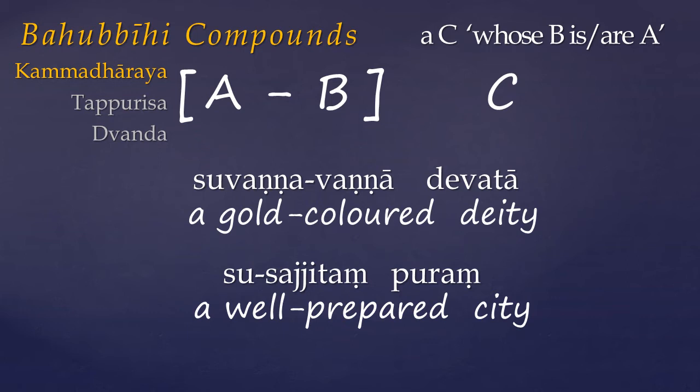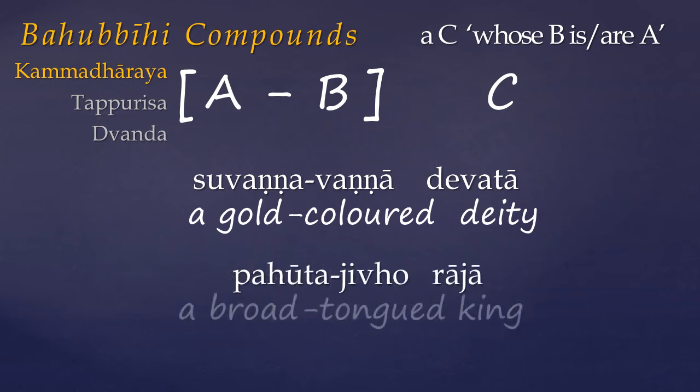So here, vana is naturally masculine, but has been made to agree by taking the same ending as devata, which is feminine. Or in this example, jivha is feminine, but has been recast as a masculine nominative to agree with raja.